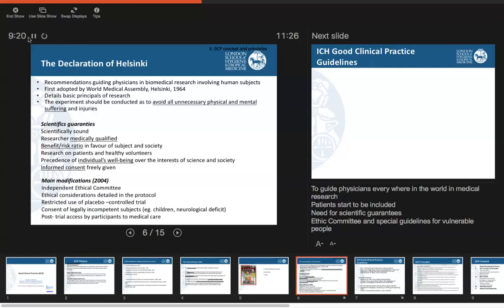And then the post-trial access by participants, not only to medical care, but to the test that is under evaluation. So, that next step, the adoption of the tests that have been evaluated in your country, is another step on that roadmap to being adopted. So we'll do that separately. Right now, we just need to understand that.